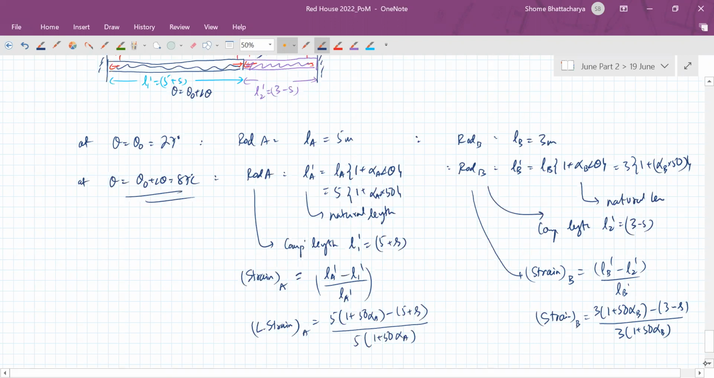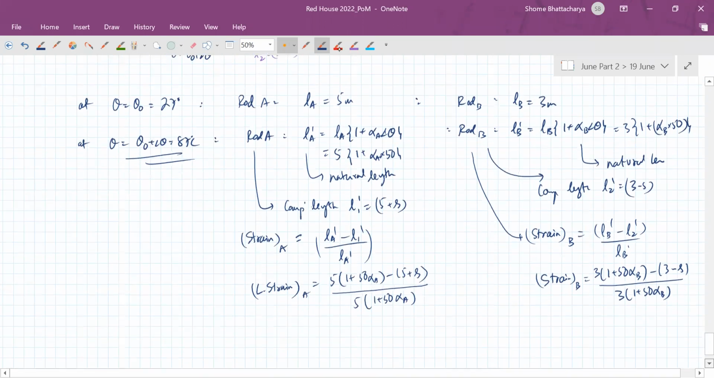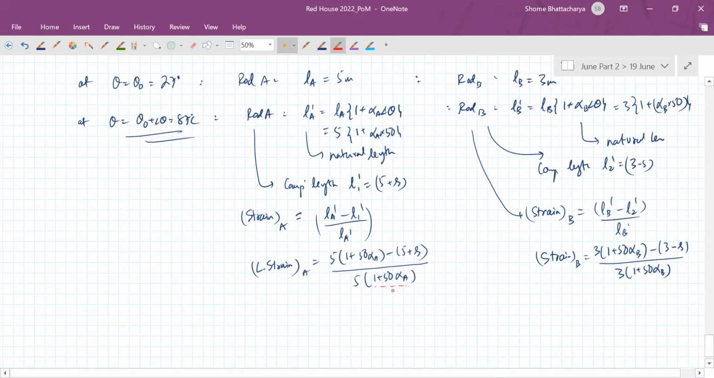Okay. Now we'll do a bit of approximation here. In the denominator, 50 alpha is very small compared to 1. So therefore 1 plus 50 alpha A will approximate as 1. Similarly here, 1 plus 50 alpha B will approximate as 1. Further solving this, the longitudinal strain in A will become 5 into 50 alpha A minus s, upon 5.